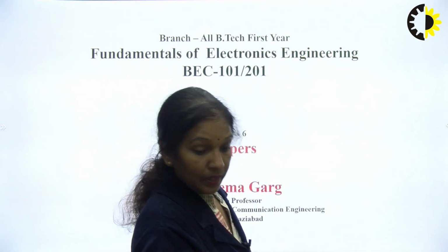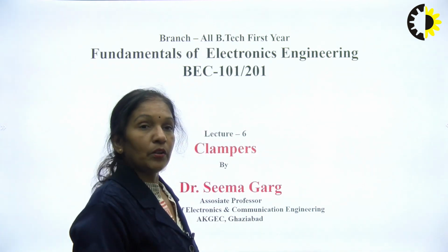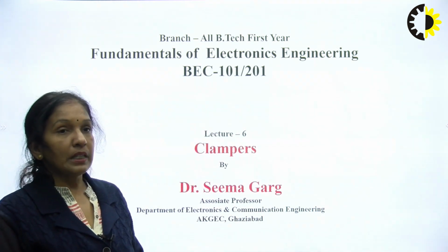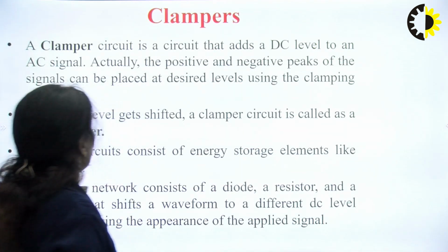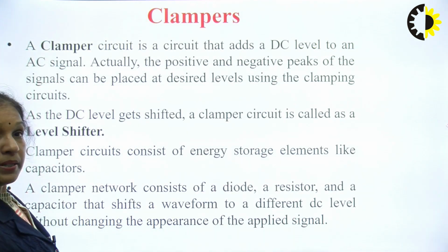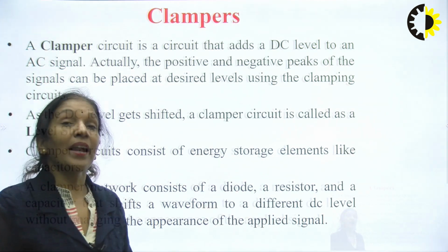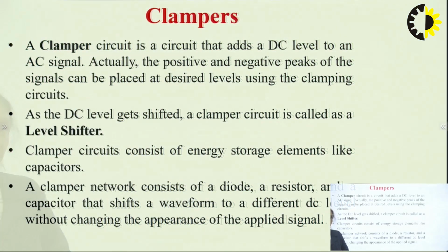So, let us start with the clamper. In this we are going to discuss the various types of clamper circuits and study their analysis. Here you can see that the clamper circuit is a circuit that shifts the DC level to another level. Actually, the positive and negative peaks of the signal can be placed at the desired level with the help of clamping circuits.